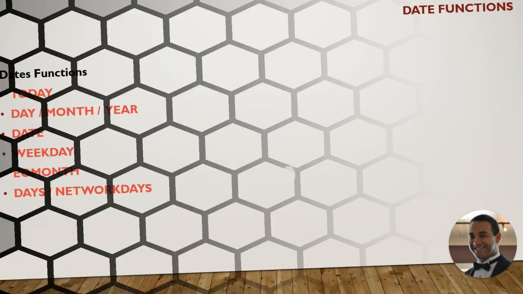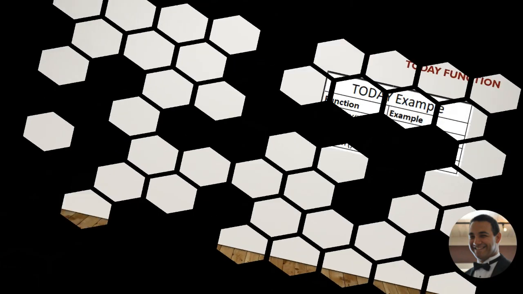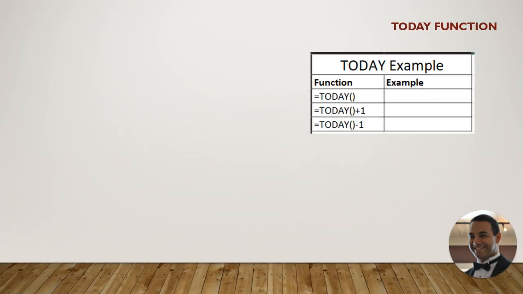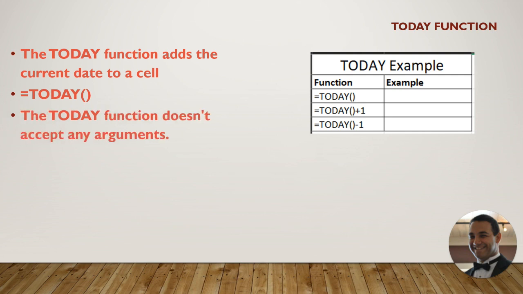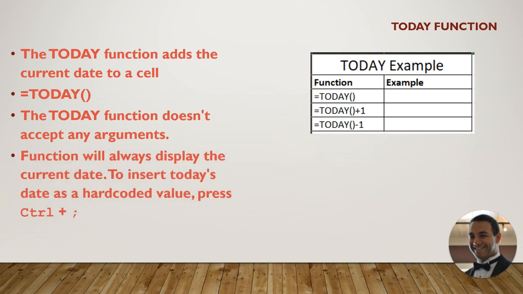First up is the today function. Now, the today function adds the current date to a cell. The syntax is equals today, parentheses. The today function doesn't accept any arguments. Now, the function is always going to display the current date. So if you just want to insert today's date and leave that as a hard-coded value, you can press Control and semicolon, and that will enter today's date.